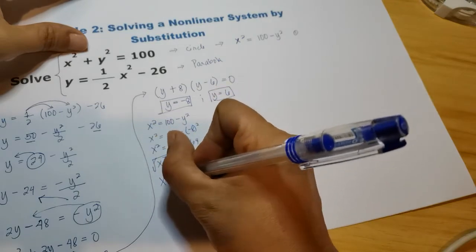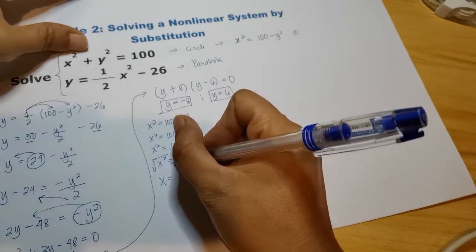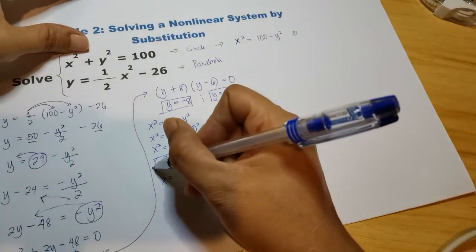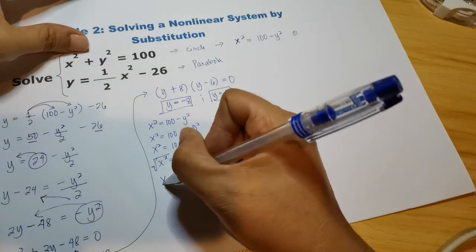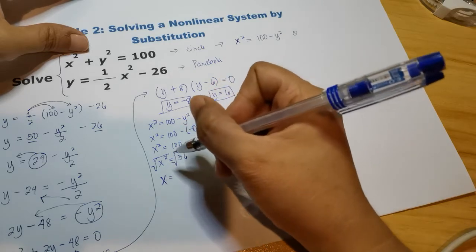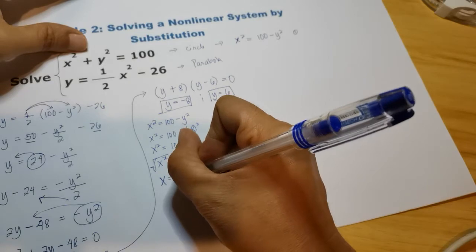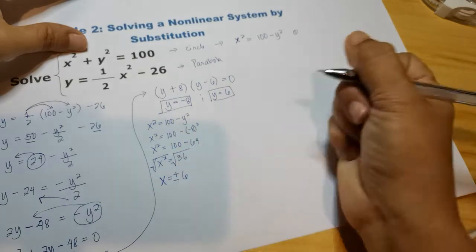Cancel that. So, x is equal to, since dito siya sa right, remember everyone na kapag ang ni-square mo ay nasa left, positive siya agad-agad. Pero kapag ang ni-square mo ay nasa right, magiging positive and negative siya. So, positive and negative 6.